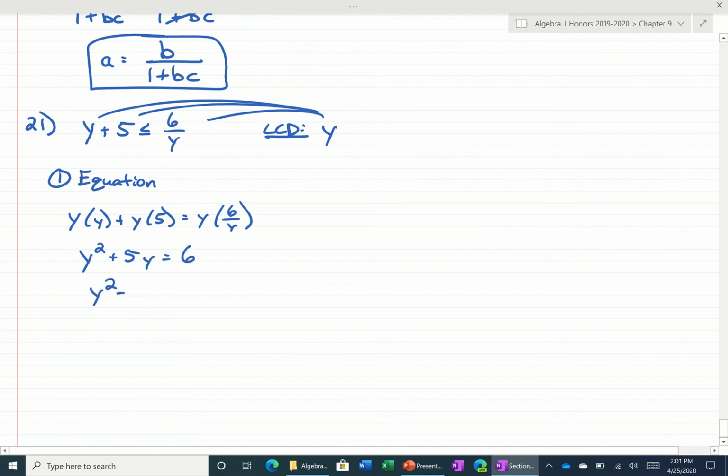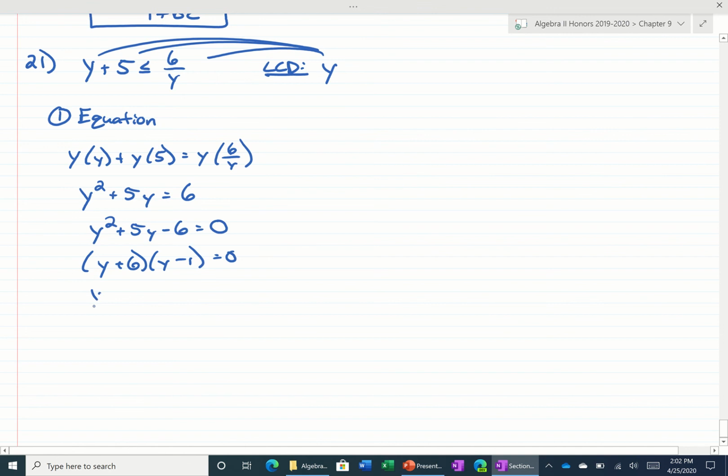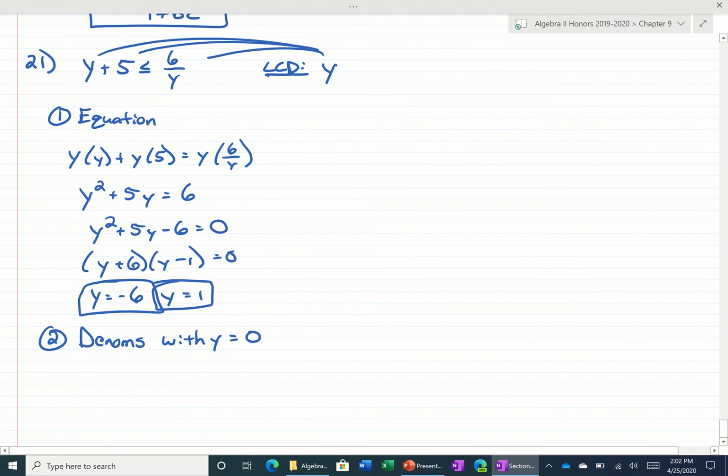So y squared plus 5y minus 6 would be 0. We could factor at this point. Let's use plus 6 and minus 1. And we'd get y is negative 6 and y is 1. Second step is we want to make our denominators with y equal to 0, any variable equal to 0. So that means like this one right here. So y would equal 0.